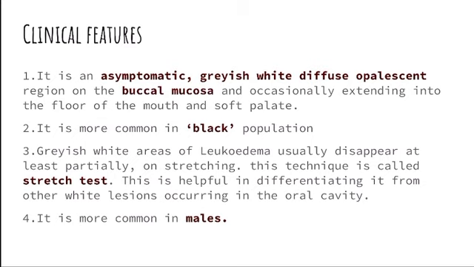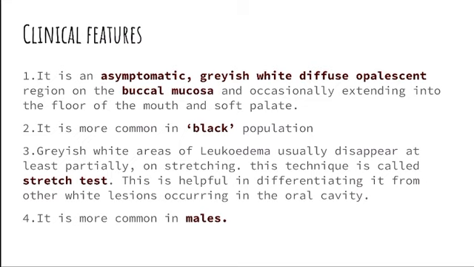So what are the clinical features? So first, it is asymptomatic. It does not produce any symptoms. Clinically, it can be seen as a grayish white diffuse opalescent region and is most commonly found on the buccal mucosa. Then other regions it may include are the floor of the mouth and the soft palate.